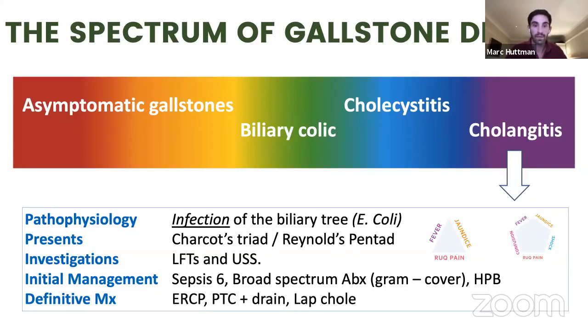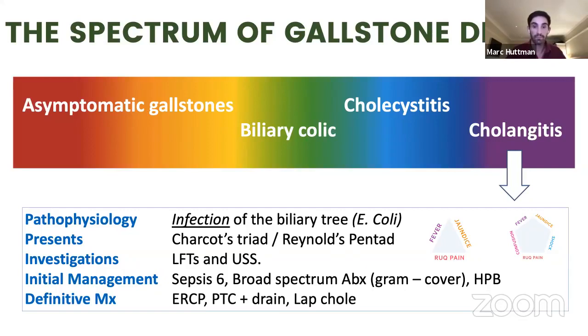And this presents with fever, jaundice, and right upper quadrant pain. Importantly, there's jaundice because there's blockage of the biliary tree. And those three things are called Charcot's triad. When it's very severe, it's Reynolds pentad, when you get confusion and you have shock, so you have hypotension.